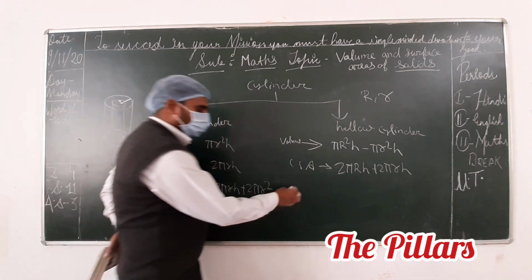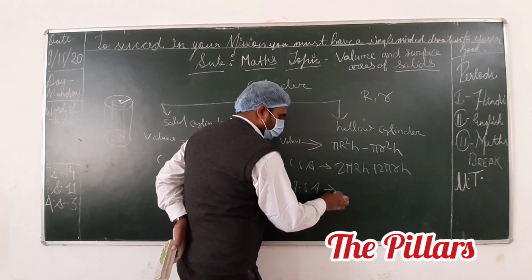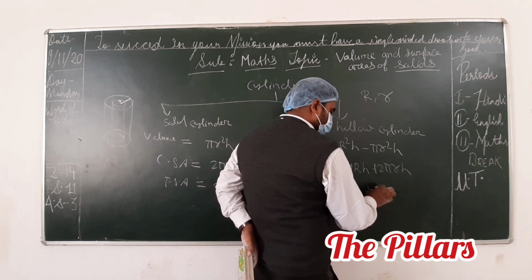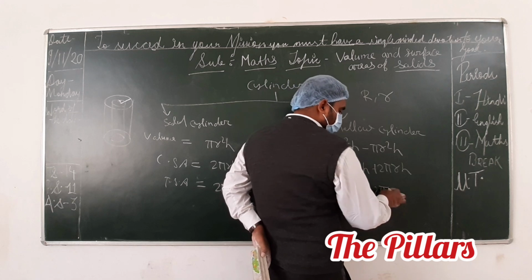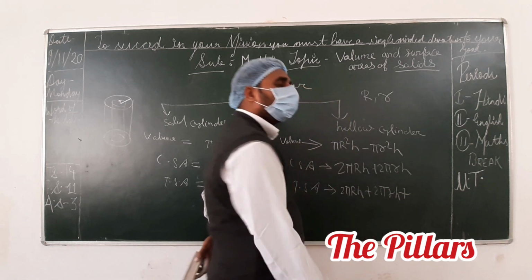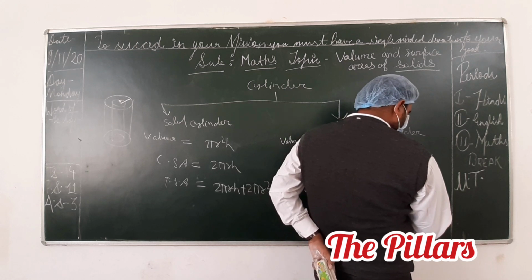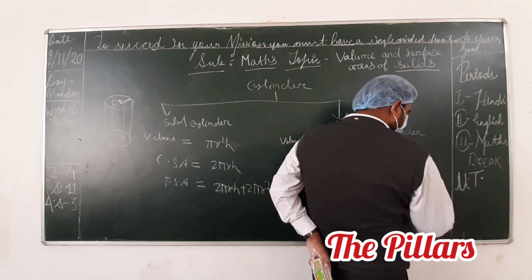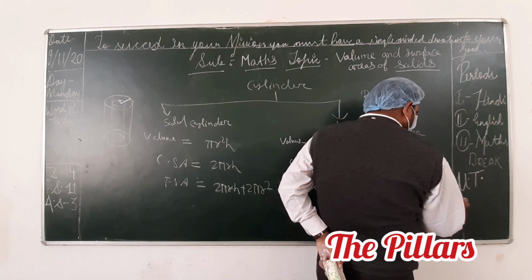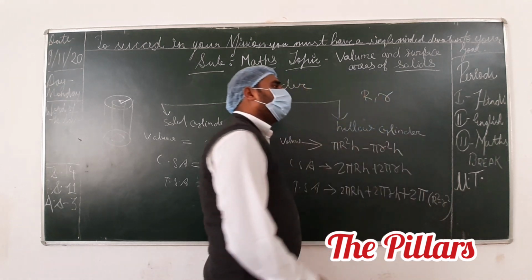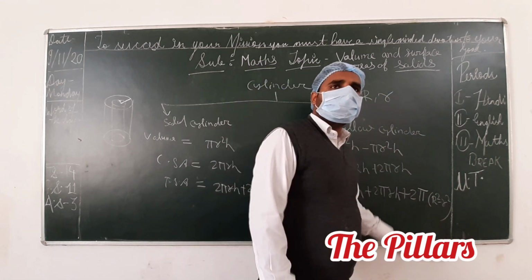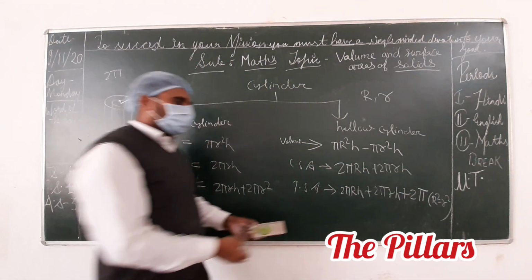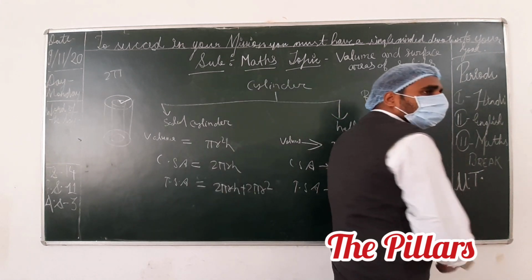So what is the total surface area of the hollow cylinder? 2 pi capital R h plus 2 pi small r h. After that, 2 pi bracket capital R square minus small r square. No, only 2 pi capital R square minus small r square. Tell me, in the external surface area we have to attach this one, 2 pi capital R square minus small r square.